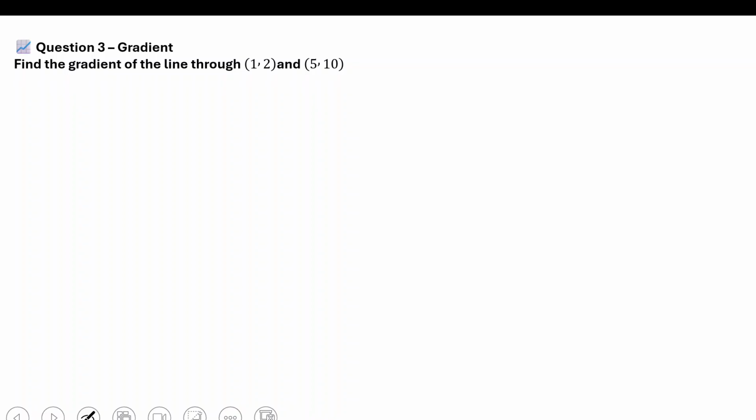So the third question is gradients. Now you have two points again. This point is defined by 1 and 2. So the x1 of this is 1, and this is y1. So first of all, always identify which one is x1 and y1. Then the second set is x2 and y2.